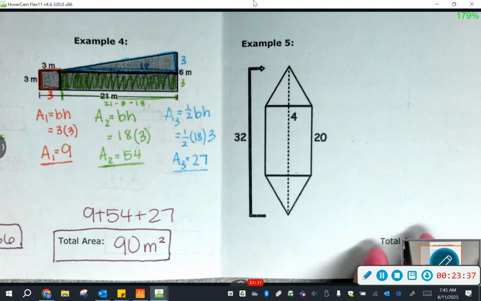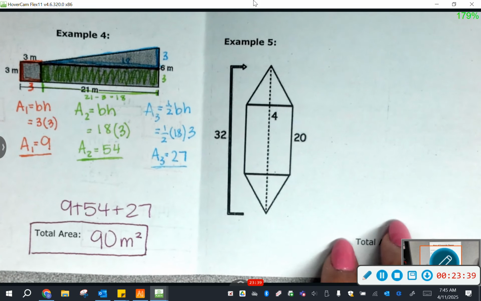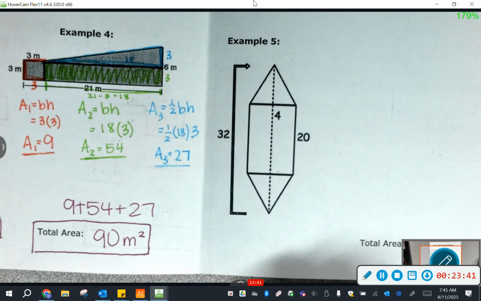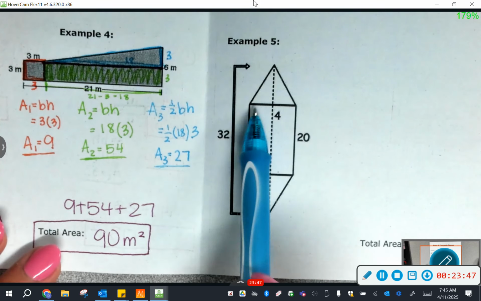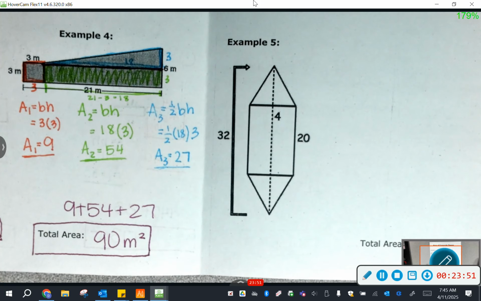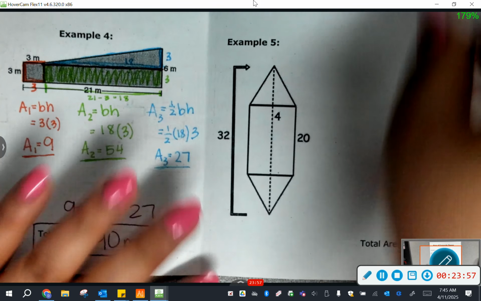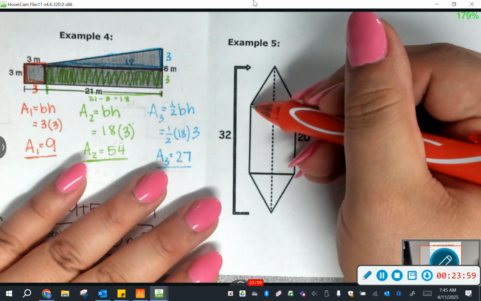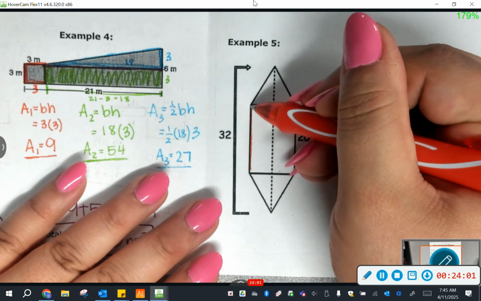All right, last one. Another test question. You okay? By the way, the 4 goes, I think, with this right here. I think that's a little confusing. What shape do you see? A rectangle and 2 triangles. So let's do the rectangle first.